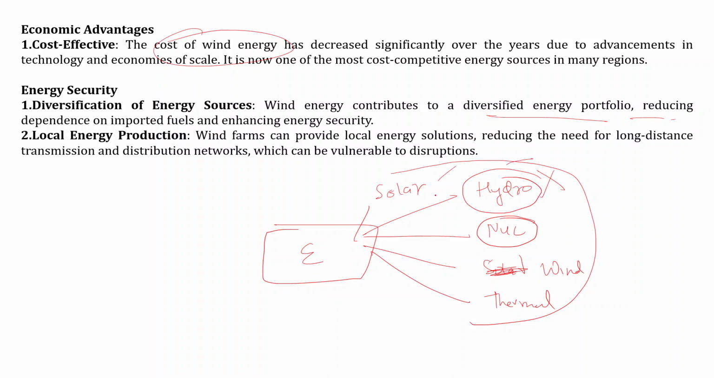If this option closes out, we can meet our demand from solar, nuclear, wind, thermal. If this option closes out, we can meet our demand from other options. So that's why diversification of the energy portfolio is very much important nowadays, so that it reduces the dependence on imported fuel and enhances the energy security of a country.